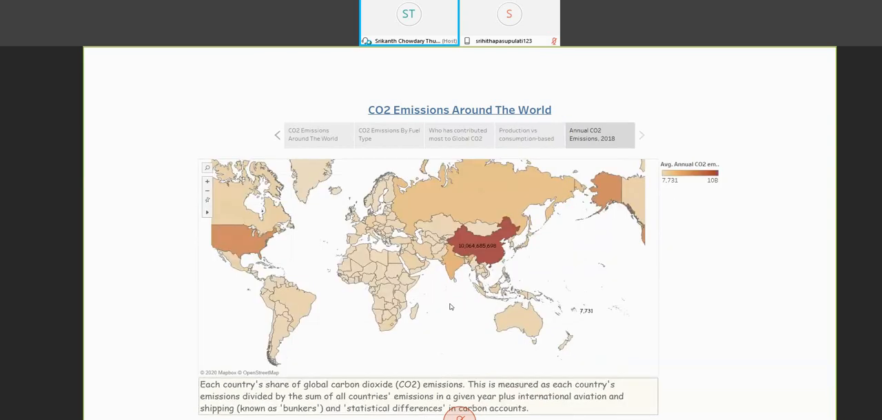And the last storyboard is about the annual CO2 emissions for the year 2018. Each country's share of global carbon dioxide emissions is provided in the storyboard. This is a measure of each country's emissions divided by the sum of all countries' emissions in a given year, plus international aviation and shipping.